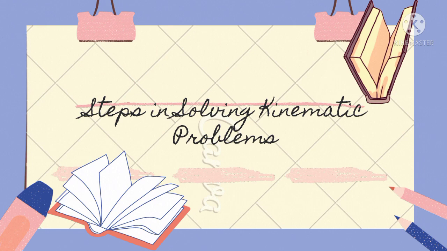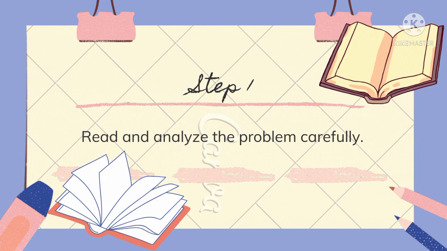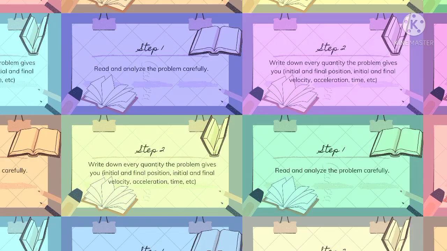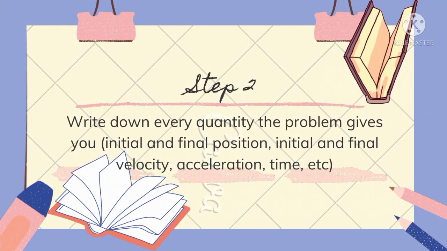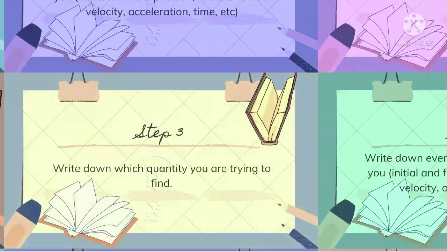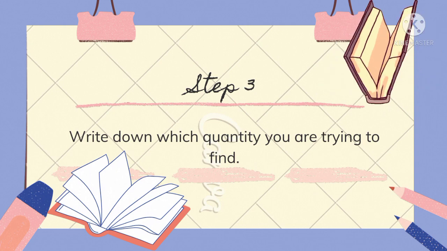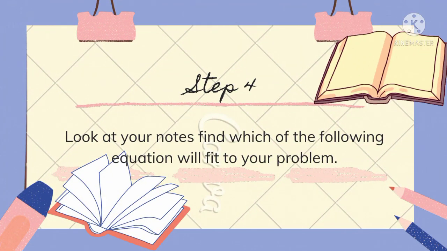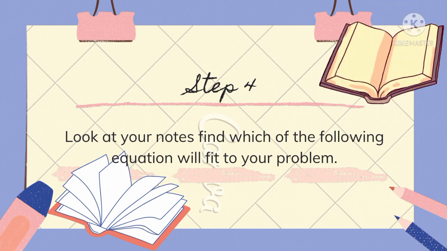Here are some steps in solving kinematic problems. Step 1. Read and analyze the problem carefully. Step 2. Write down every quantity the problem gives you, like initial and final velocity or position, acceleration, time, and many more. Step 3. Write down which quantity or variable you are trying to find. Step 4. Look at your notes. Find which of the equations will fit your problem.